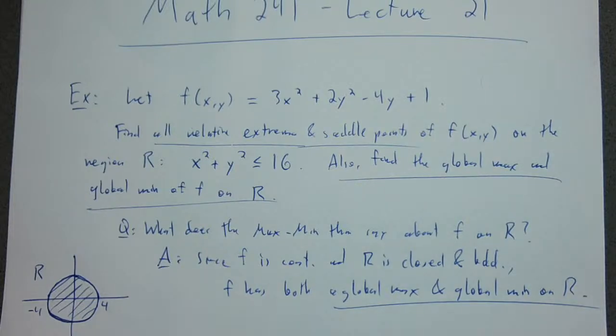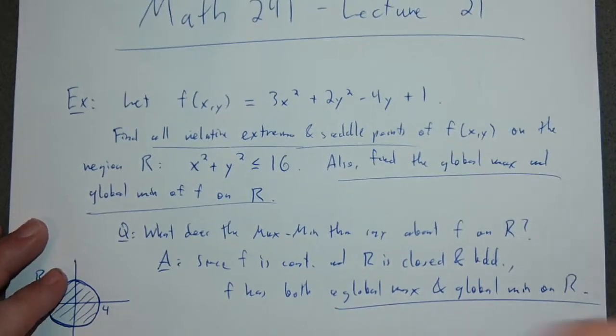The boundary of a closed bounded region is also closed and bounded, and so it has a max and min on the boundary. It might not be the max and min for the whole thing, including the interior as well, but that's all we need. Okay, so let's start this process.